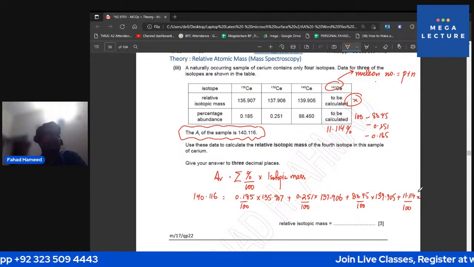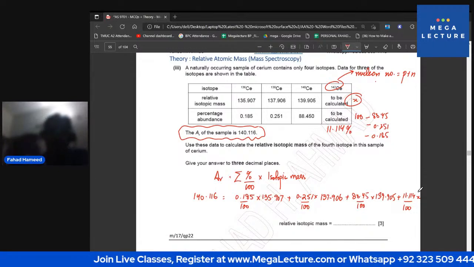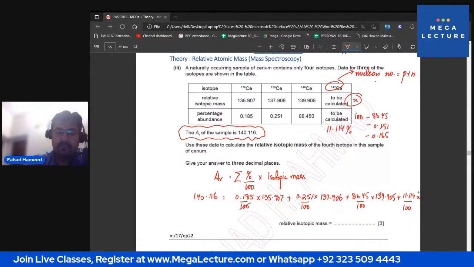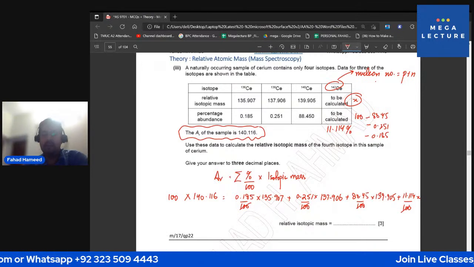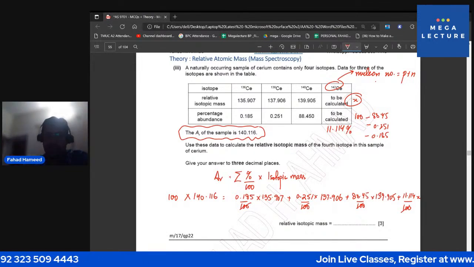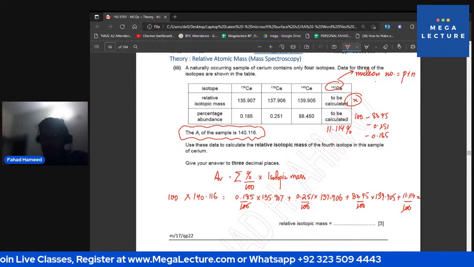Whenever you're trying to do this question, and this question frequently comes in your paper too, be very careful with your calculator. Try and do the working in steps. Multiply both sides by 100, so the 100 at the bottom gets cancelled out. So you're left with 140.116 into 100.